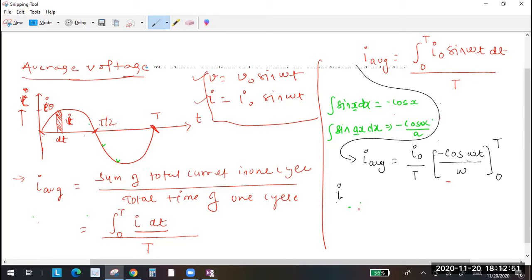Just now I told you a few minutes back that omega is 2 pi f, right? And f was 1 over time period, right? So can you see that omega will be 2 pi over T?